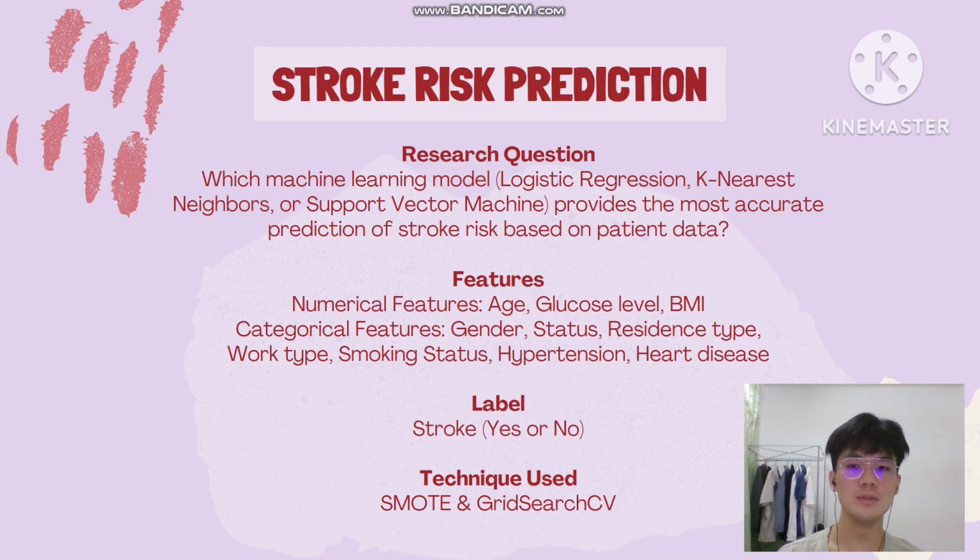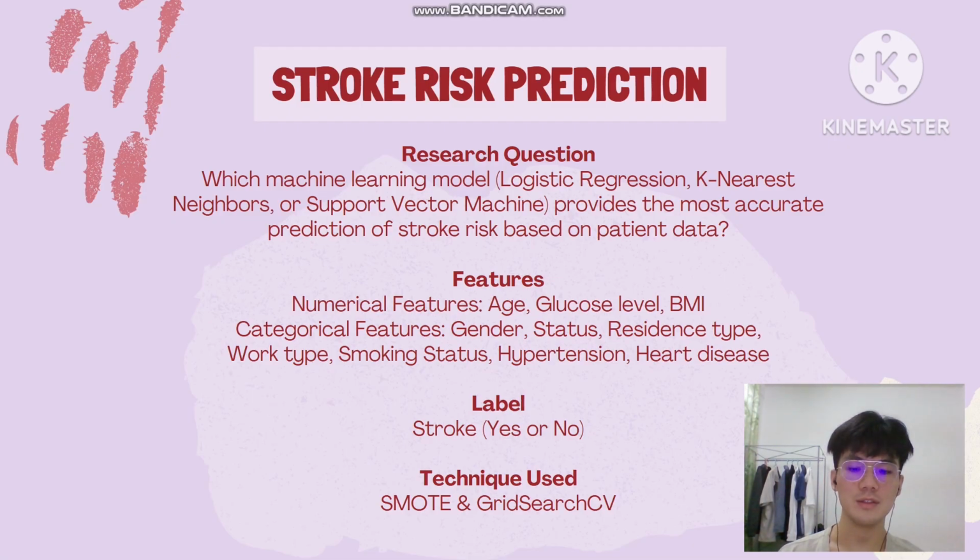For the features we use, the numerical features include age, glucose level, and BMI. The categorical features include gender, marital status, residence type, work type, smoking status, hypertension, and also heart disease. For the label, it is stroke, and the output will be either yes or no.